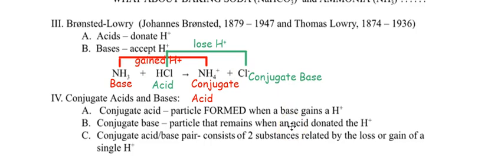So a conjugate acid, conjugate base pair are on the product side. Maybe you want to write that down. And it consists of two substances related by the loss or the gain of a single H+. Okay, so this gained it, this lost it. Okay, so in sample D, let's go ahead and look at these, and we're going to figure out which is my acid, my base, my conjugate acid, my conjugate base. So let's do that, okay?